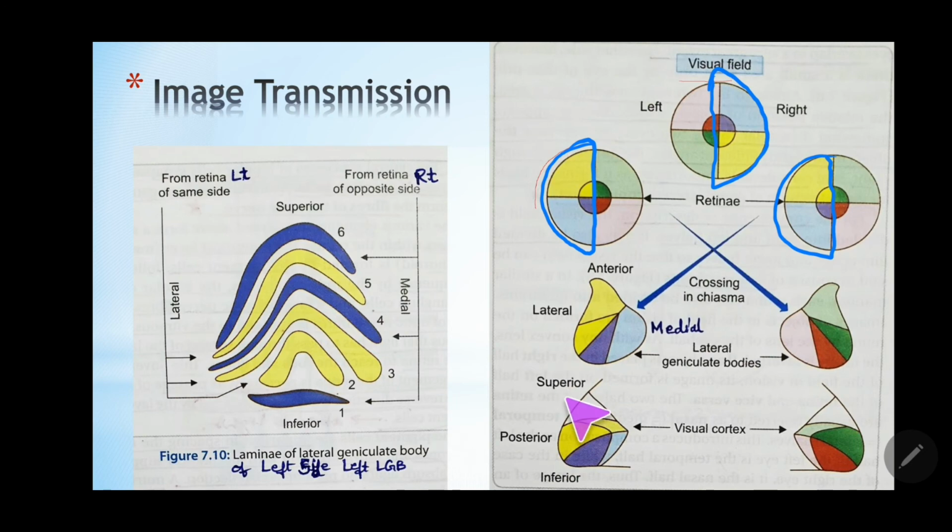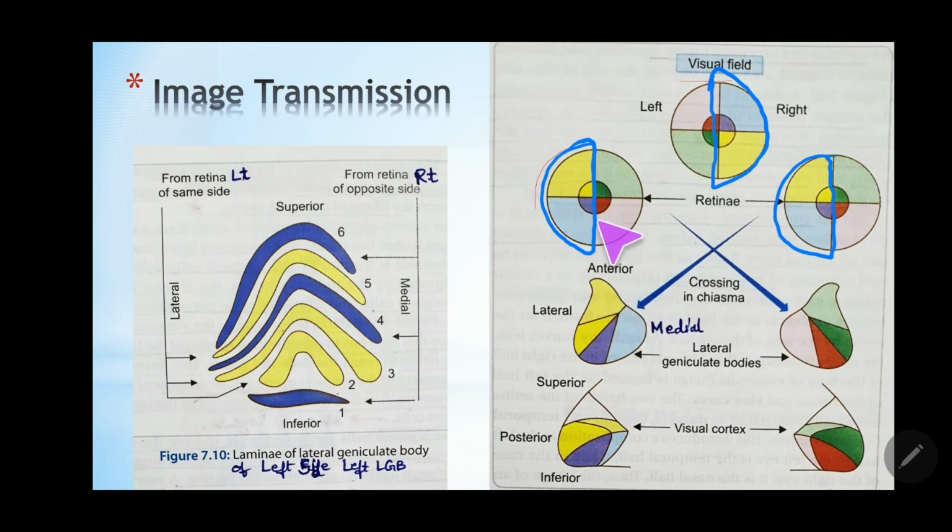Now from there, Meyer's loop happens through the optic radiation passing through the retrolentiform portion of the internal capsule, and ultimately they reach the visual cortex, area number 17, that is the stria of Gennari. Here these fibers will have the same pattern: the fibers coming from the upper half of the retina of the same side will be transmitted to the upper portion of the calcarine sulcus. Fibers coming from the lower half of the retinae of the same side will transmit the image below the sulcus, right.